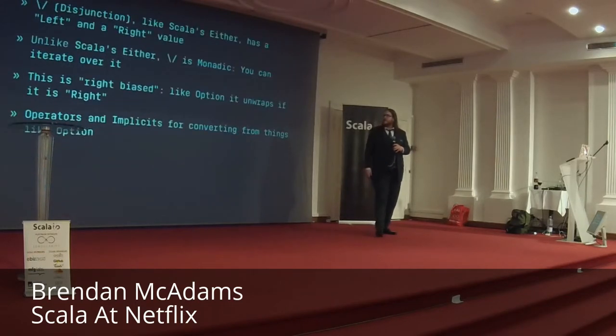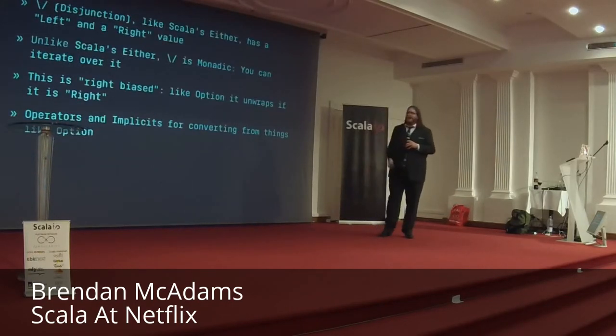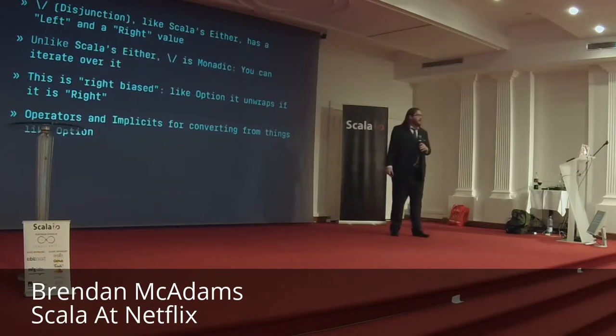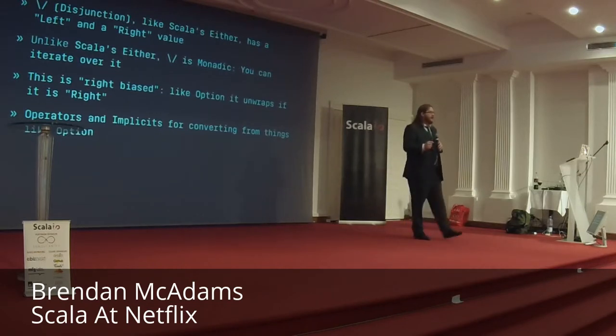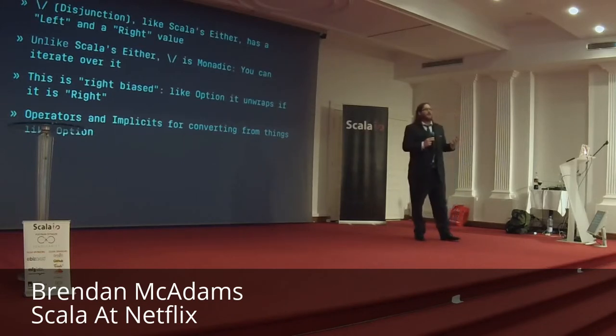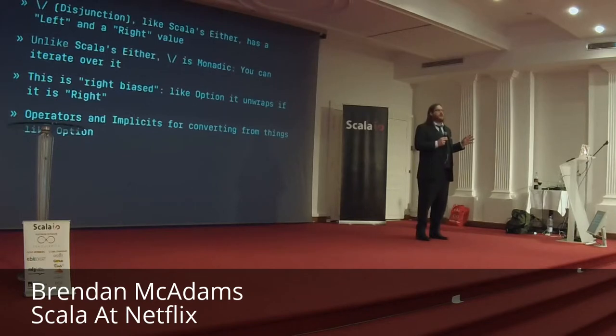The other piece is disjunction, that V. It's a lot like Scala's either. It has a left and it has a right value. But Scala's either, you can't iterate over it. It's not a monad. I can't put it in a for comprehension. So I have to explicitly say, are you left, are you right? It's essentially encouraged to use a big nasty match statement. This is, and I could be wrong in my terminology here. Don't blame any of the people who explained this to me because I probably got it wrong.